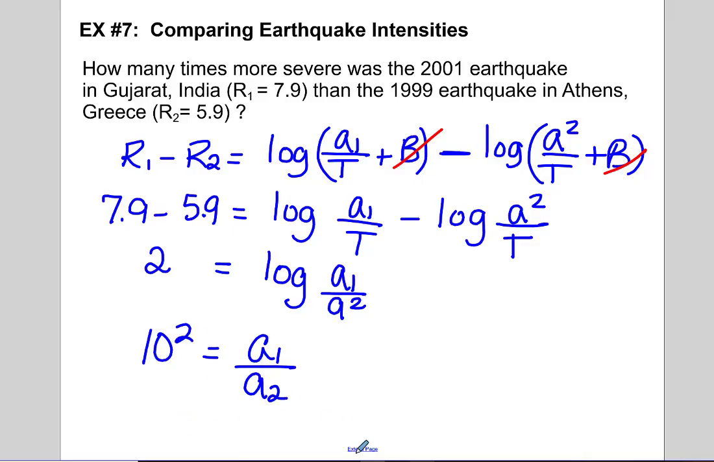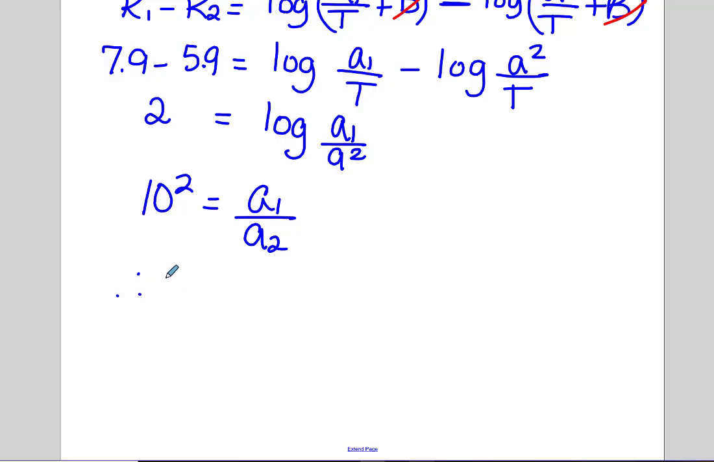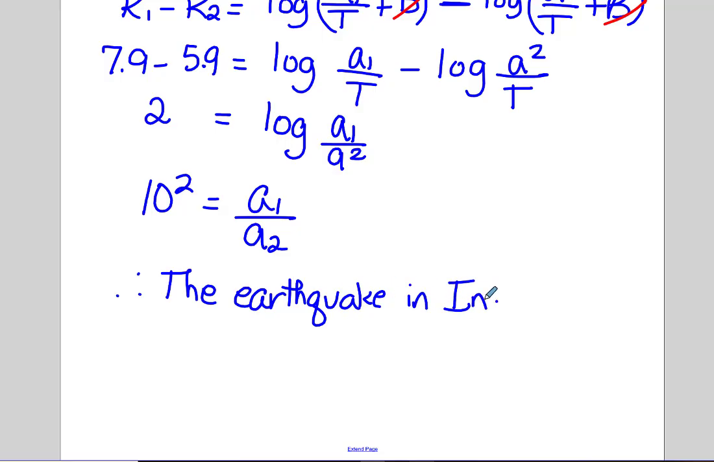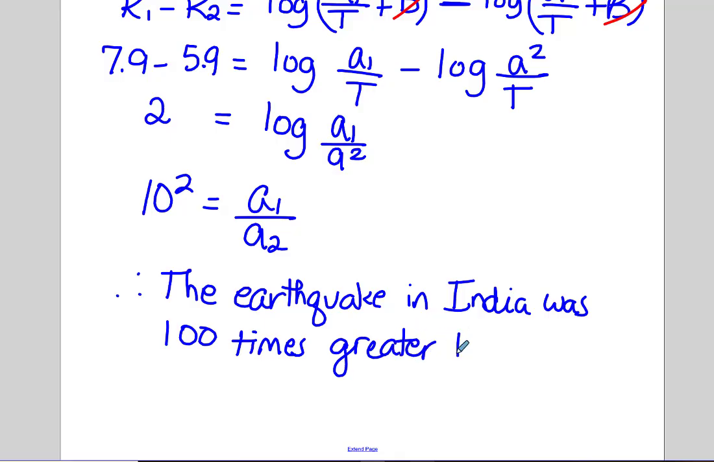So 10 to the second power means that the earthquake in India was 100 times greater than the earthquake in Greece. Let's write that down. So the earthquake in India was 2 magnitudes greater, was 100 times greater than the Greek earthquake.